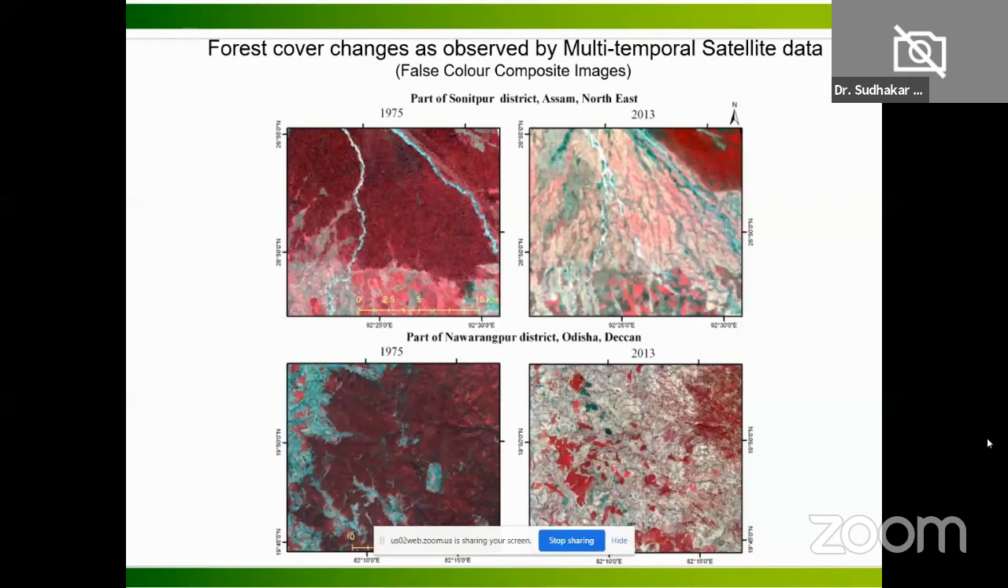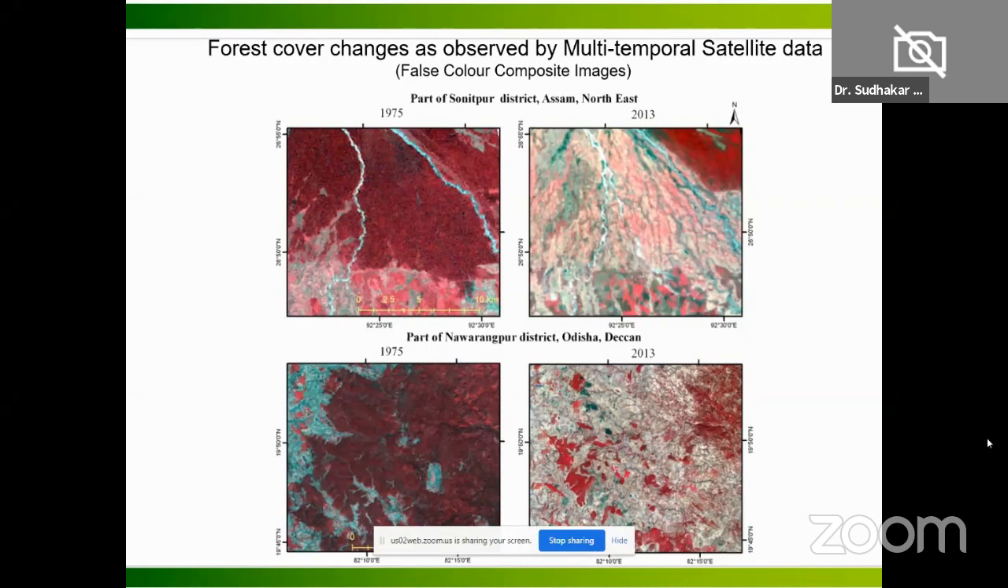Then all satellite images observe the change. Here, each pixel is like one location. It has different digital numbers, and each digital number indicates the spectral reflectance pattern of a tree, a shrub, a herb, a grass, or any other land cover. So if there is any change in the pixel response, that indicates there is some change. It may be a negative change or a positive change.